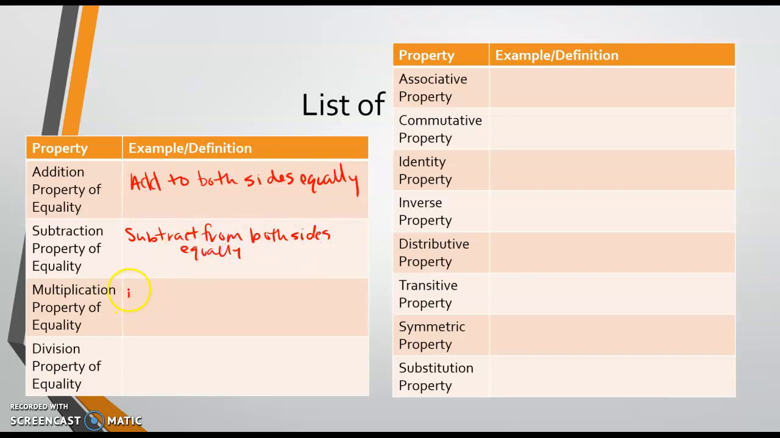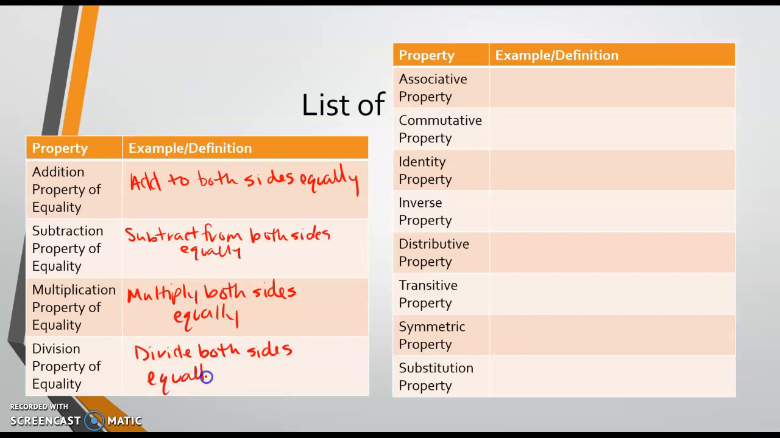A multiplication property of equality is when we multiply both sides equally. That's where the equality comes from. And division is when we divide. Now, so that was stuff we definitely went over. For Math 8 it was chapter, actually I think for both classes it's chapter 2, but definitely when we talked about solving equations.